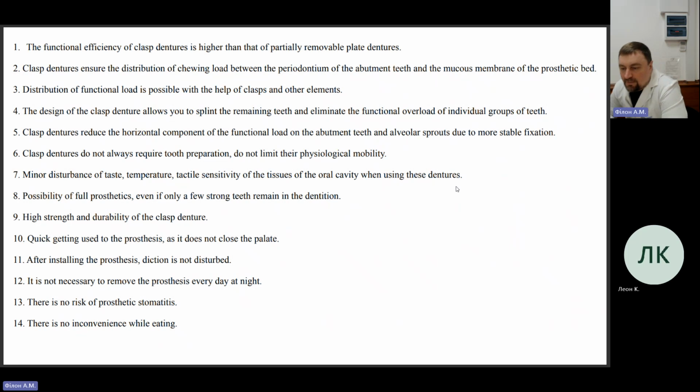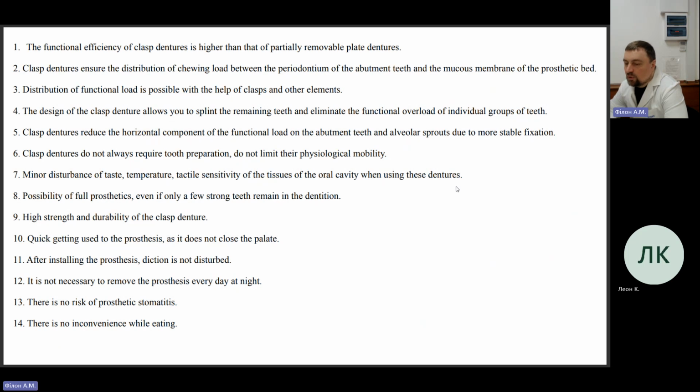Functionally, clasp dentures are superior to lamellar or molar plate dentures. Clasp dentures ensure the distribution of the chewing load between the periodontium, the abutment teeth, and the mucous membrane of the prosthetic area. This distribution is possible with the help of clasps and other elements. The desired clasp denture allows you to splint the remaining teeth and eliminate the functional load on individual groups of teeth. It reduces the horizontal component of the functional load on the abutment teeth and provides more stable fixation.